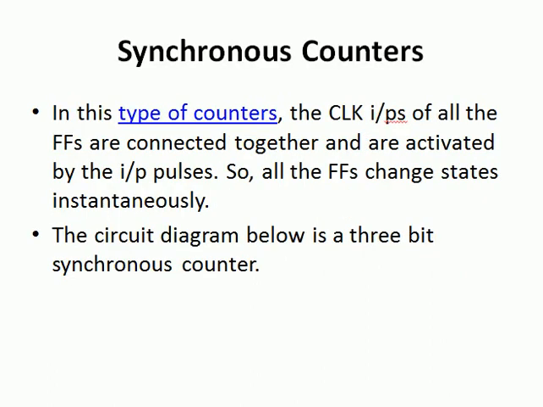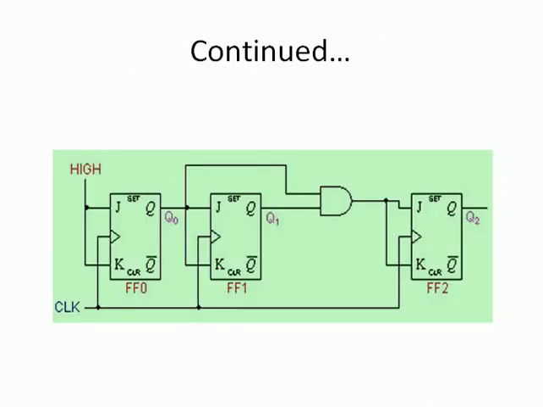So now what are synchronous counters? In this type of counter, the clock inputs of all the flip-flops are connected together and are activated by the input pulses. So all the flip-flops change states instantaneously. The circuit diagram in the next slide is a 3-bit synchronous counter. Here again we are having the JK flip-flop, but here we are having 3 flip-flops. And one more thing, the same clock is applied to all the flip-flops.